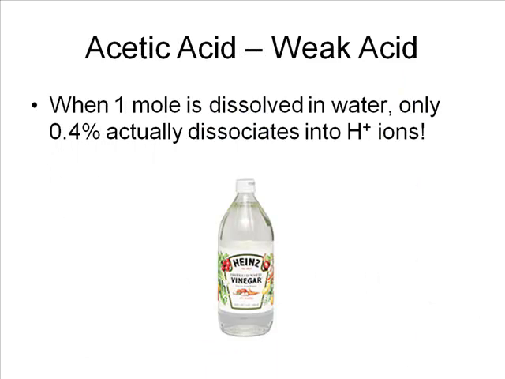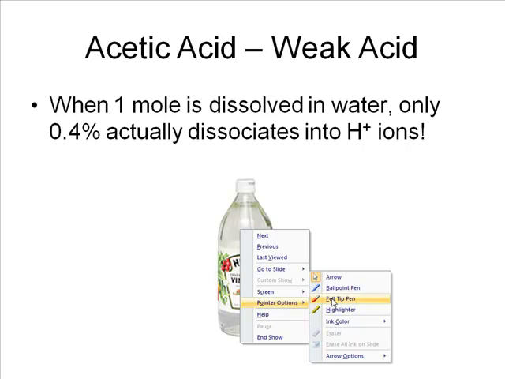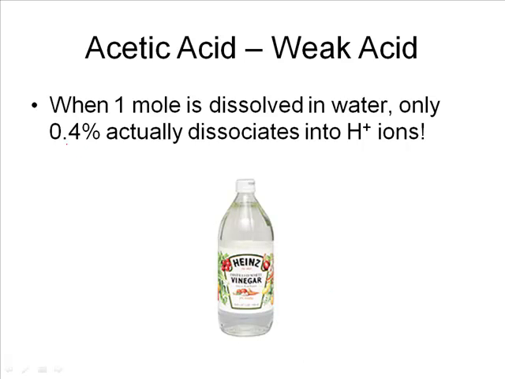Alright, part 3. Let's take a quick look at acetic acid. This is a very weak acid. When 1 mole is dissolved in water, 0.4 actually dissociates into hydrogen ions. That's not even 0.5%, never mind 1%. Only 0.4% of the acetic acid molecules will actually dissociate, separate into hydrogen ions and then the acetate ions. So that gives you an idea of how weak this really is, which gives us an indication of whether or not we can drink it.